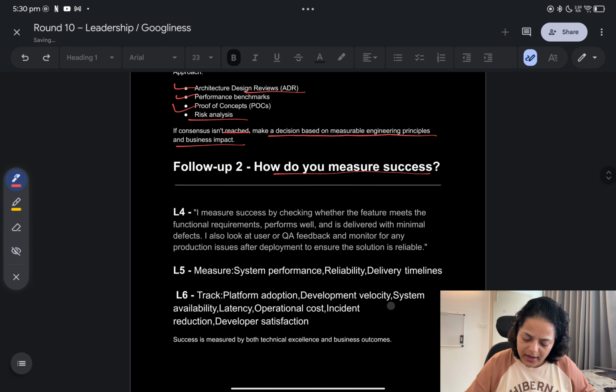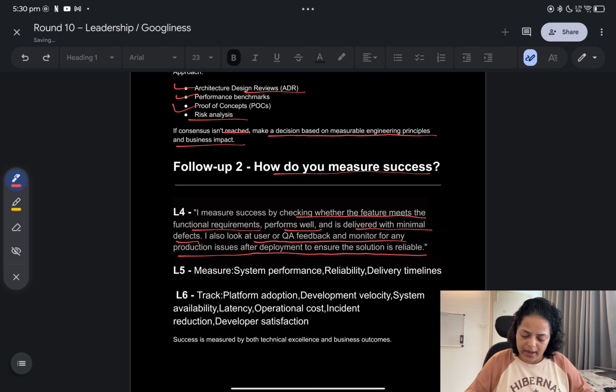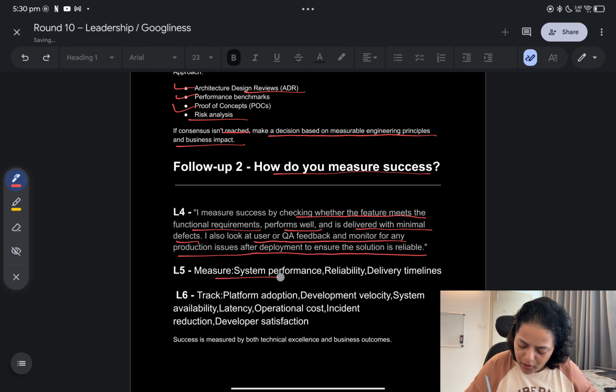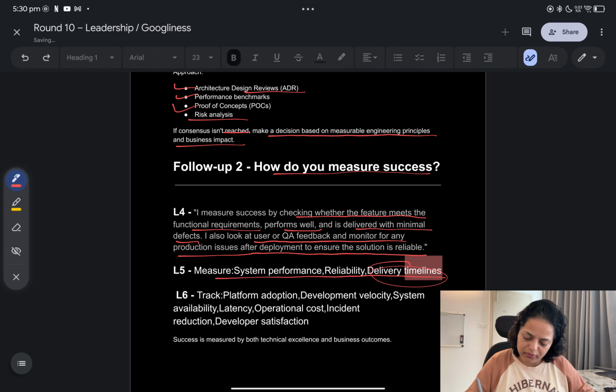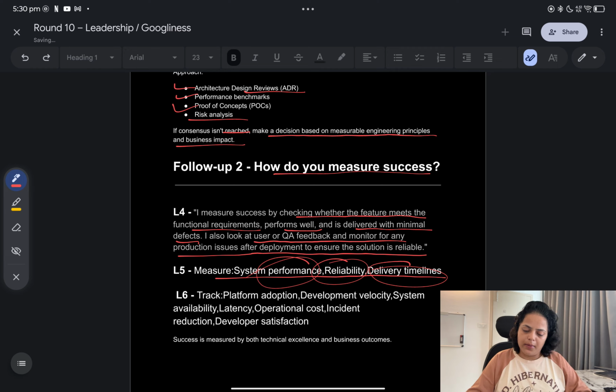So L4 will say that I measure success by checking whether the feature meets the functional requirements, performs well, and is delivered with minimal defects. I also look at user or QA feedback and monitor for any production issues after deployment to ensure the solution is reliable. L5 will say that he will measure system performance, reliability, and delivery timelines. These factors will be for him to measure success. So performance, reliability, and then delivery timeline.